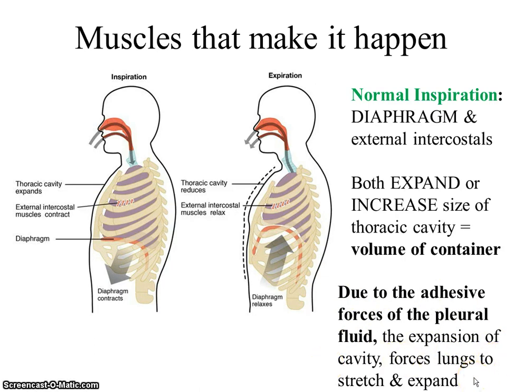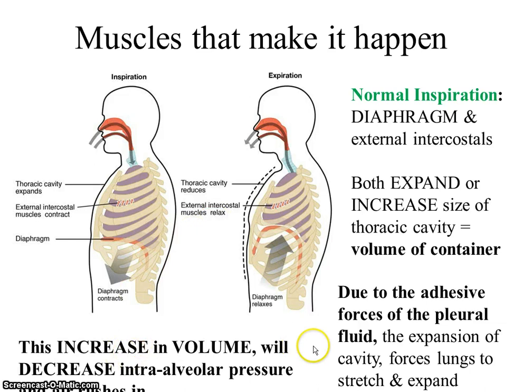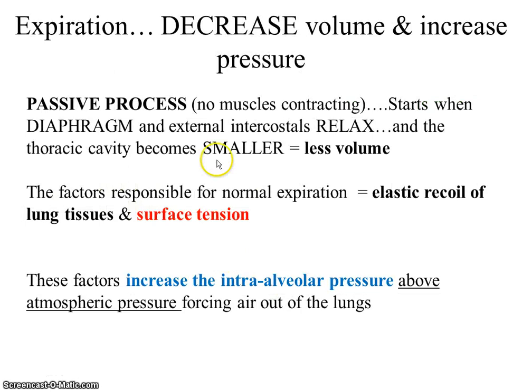So remember, they're all stuck to each other here with the parietal pleura right up against these muscles. So as I'm increasing the space by moving these muscles, I'm pulling the lungs, and so their whole container gets larger. All right? This increase in volume will decrease this intra-alveolar pressure and air will be sucked in. When you expire, you just have to decrease the volume and increase the pressure.